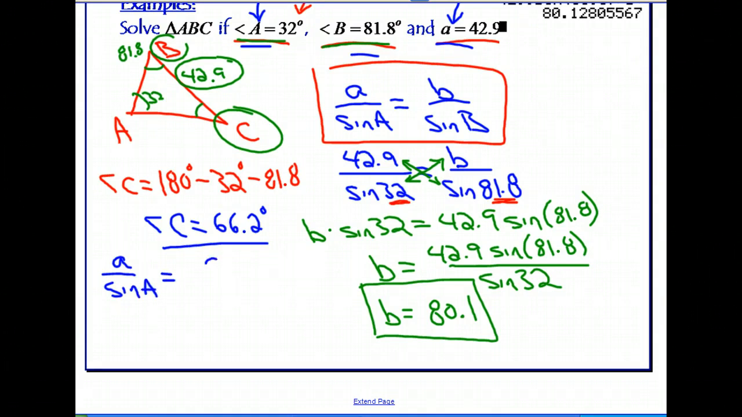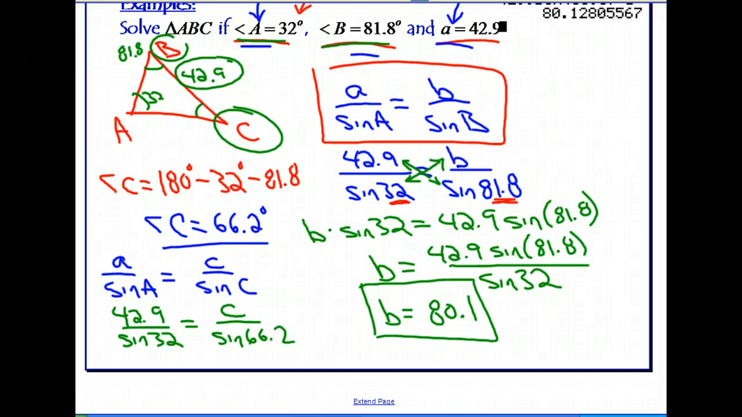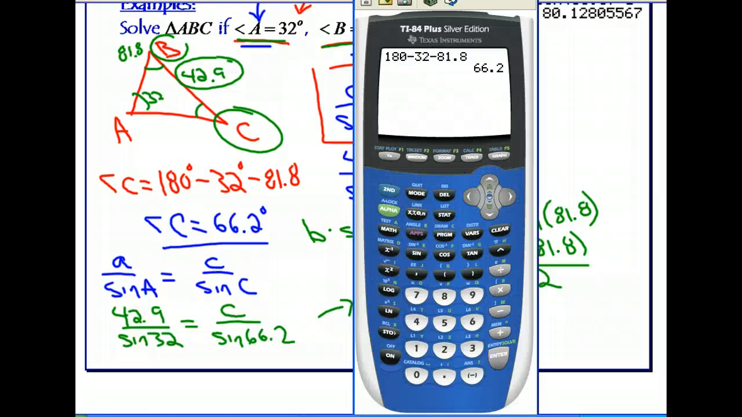But now I'm going to go with C over sine of C. And let's see. Left side is going to look the same, 42.9 over the sine of 32. Here's side C, and then the sine of 66.2. Analogous to how we did over here with B, I think you guys can see I'm going to cross multiply.